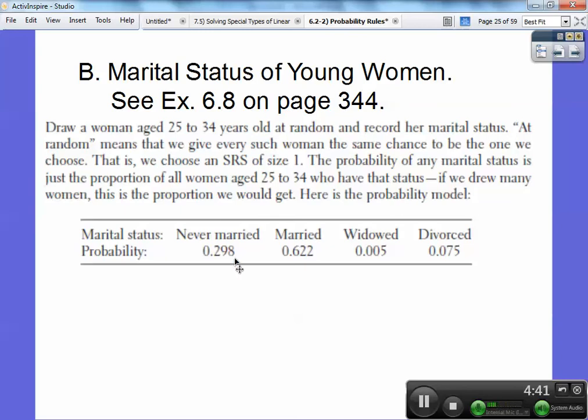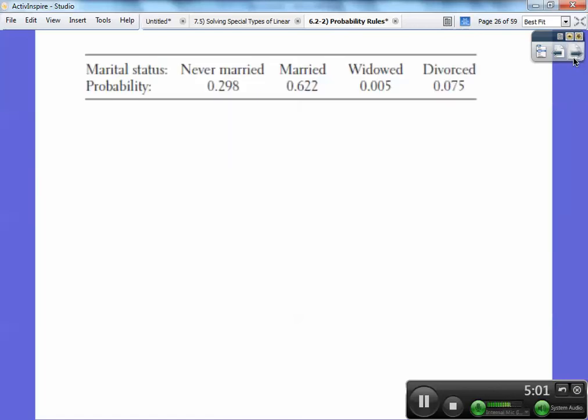So here are the probabilities. They've never been married, that they've been married is 62%, 62.2%. Well, the reason why there are not very many that have been widowed is because of the age factor right here. So the widowed is 0.005, and then divorced is 0.075, sorry. So there it is right there.